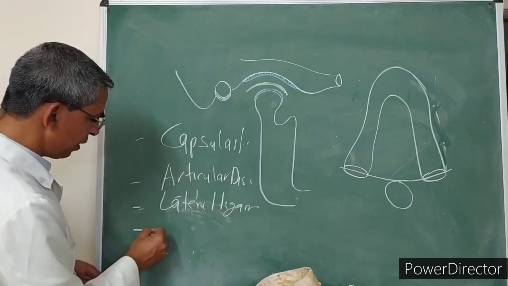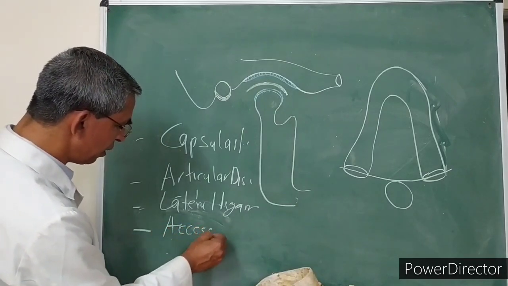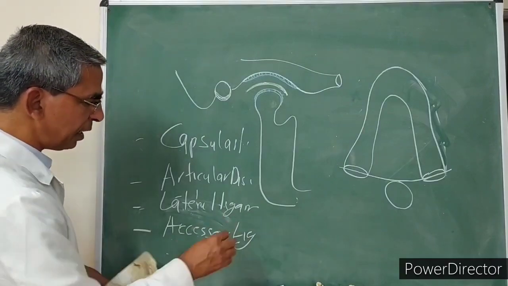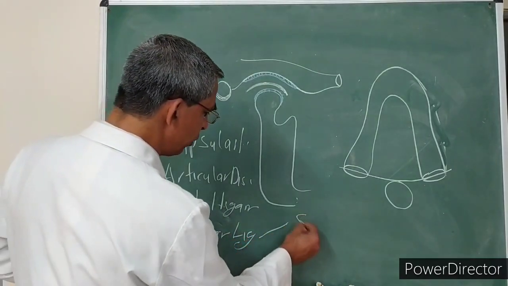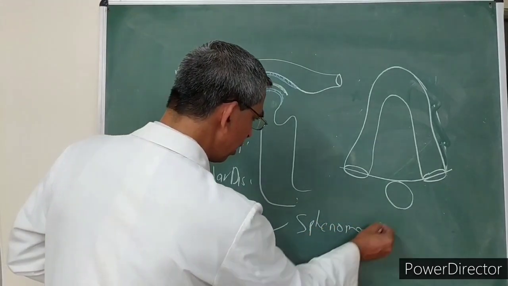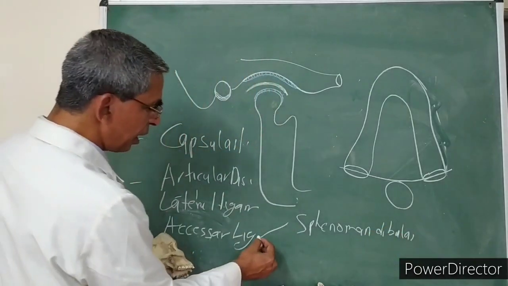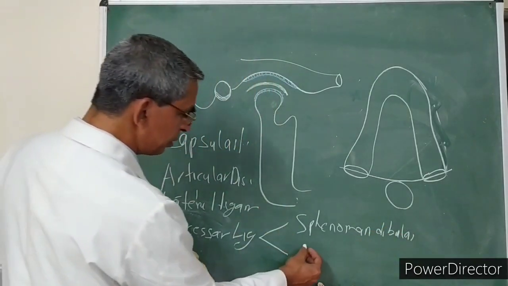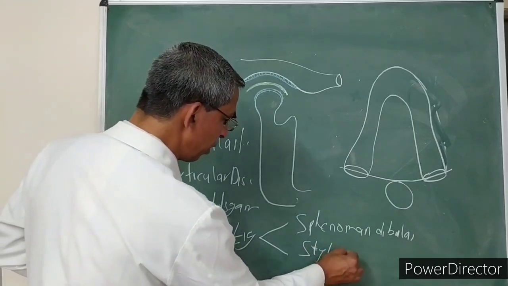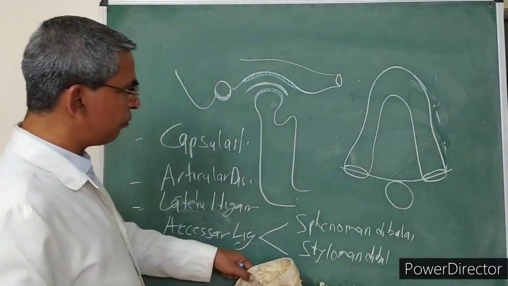Ligament, okay. Then the accessory ligaments: two are the accessory ligaments. These are the sphenomandibular ligament, and the other is the stylomandibular ligament.